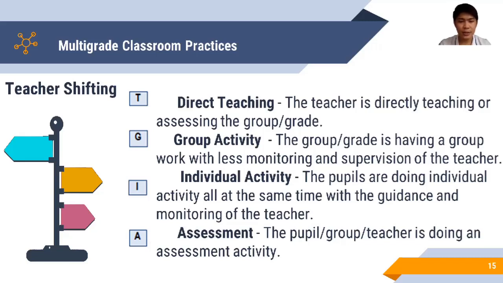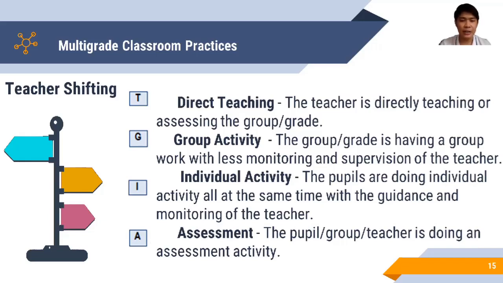The next icon is G, which stands for group activity. The group or grade is having group work with less monitoring and supervision of the teacher. On this part, the learners are doing their group activity with less monitoring and supervision of the teacher. Meaning to say, the teacher is not 100% focused on them. Once in a while, the teacher will monitor and supervise the group activity of the learners.